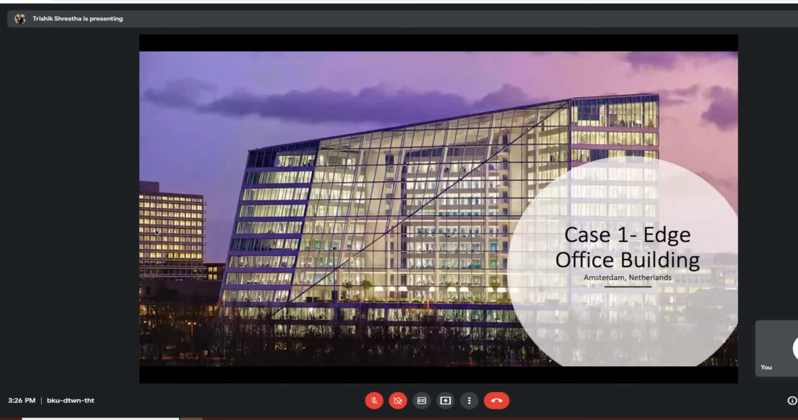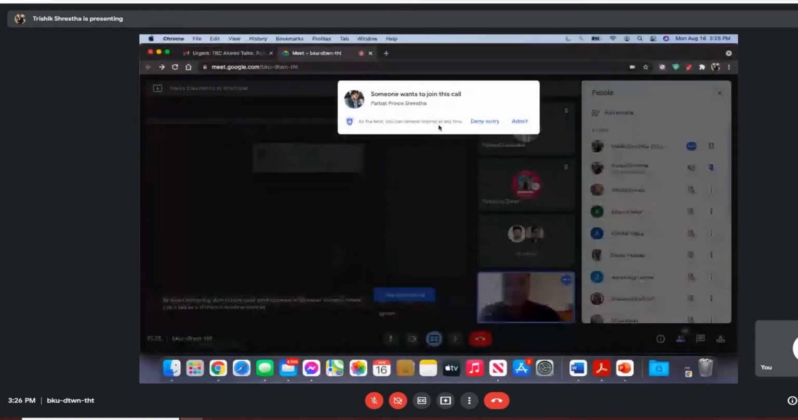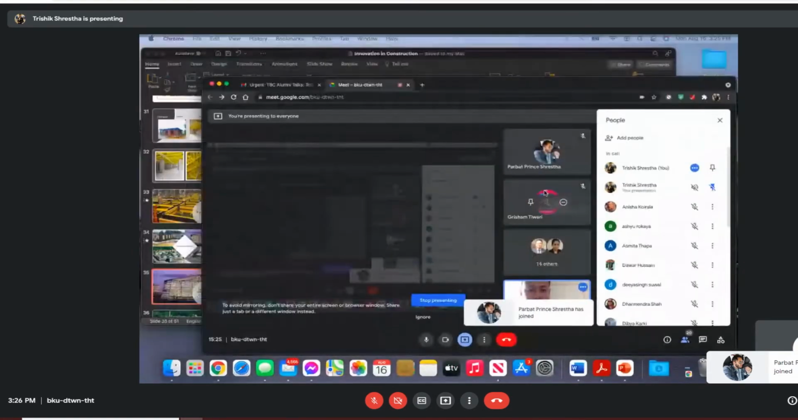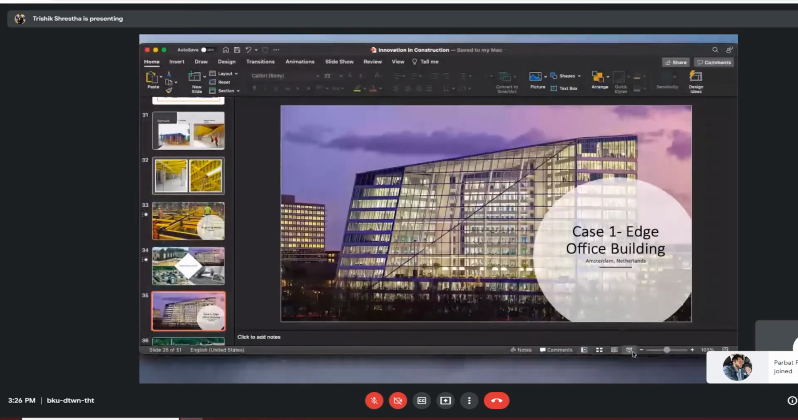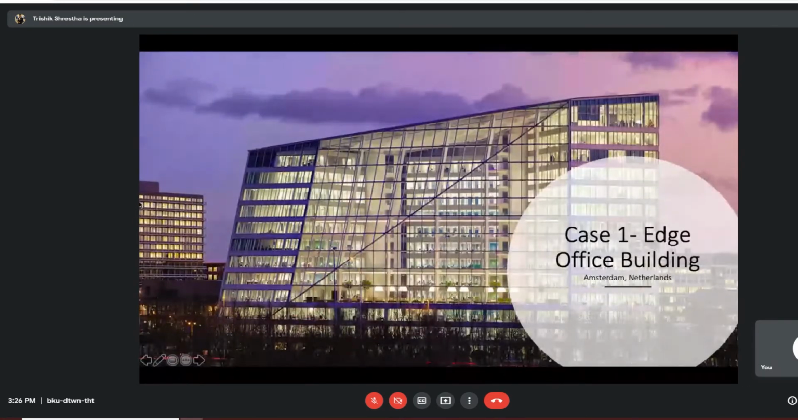Even the rain that falls in the compound of this office building is recirculated into watering its plants and wherever it is required. So this is what happens when we see proactive solutions to problems.